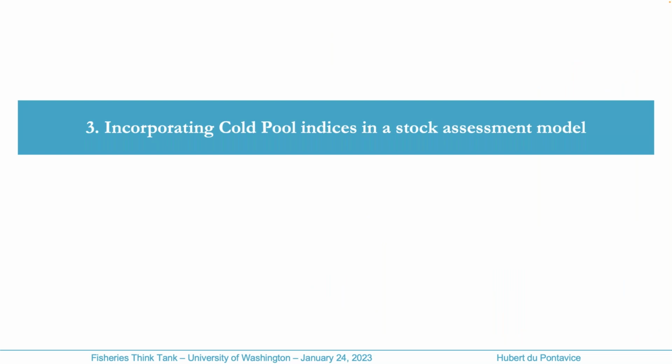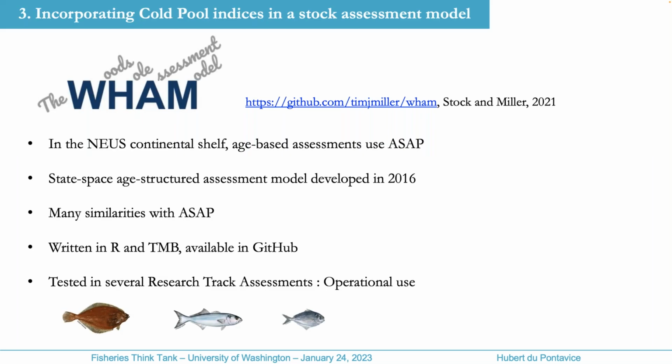Then we incorporated these cold pool indices into a stock assessment model to study the cold pool effects on the yellowtail flounder recruitment and the potential consequences for the stock assessment. So in the Northeast continental shelf, most of the age-based assessments of groundfish are conducted using the Age Structured Assessment Program, ASAP. So it's a traditional age structure model that uses forward computations.